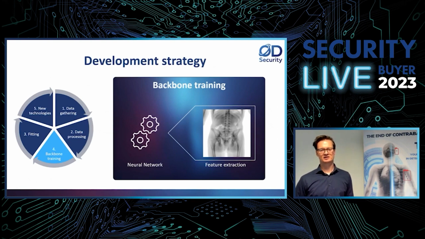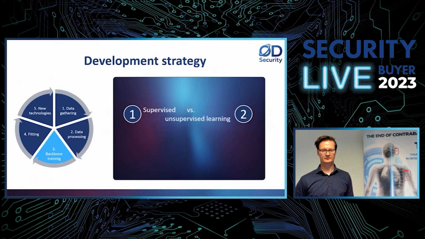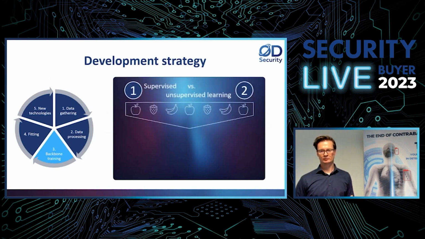The next step in our development strategy was an important decision, the decision between moving to supervised versus unsupervised learning. And what I would like to do is take you through those two options and the differences that they make. I try to simplify by giving an example using fruits, and I will use that example throughout the presentation.